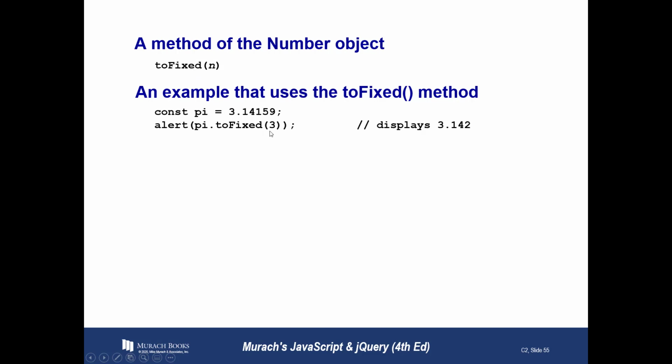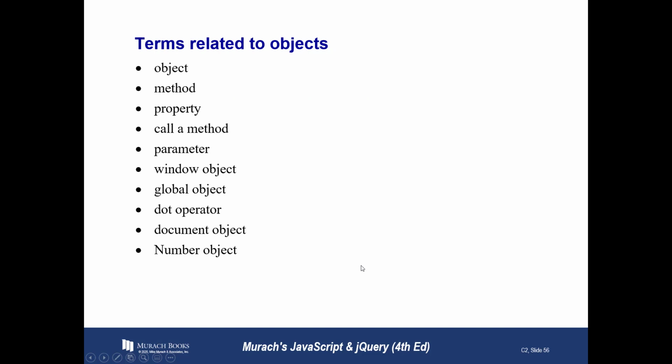toFixed allows you to return something to a certain number of decimal places or no decimal places. To say pi to 3 would be 3.142. Since the next number is 5 or above, it'll round up, so that would be 3.142. So here's some stuff we're just introduced to with objects. All right, so there's a couple of examples.